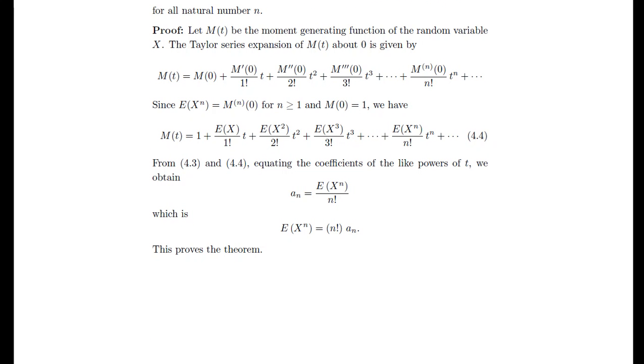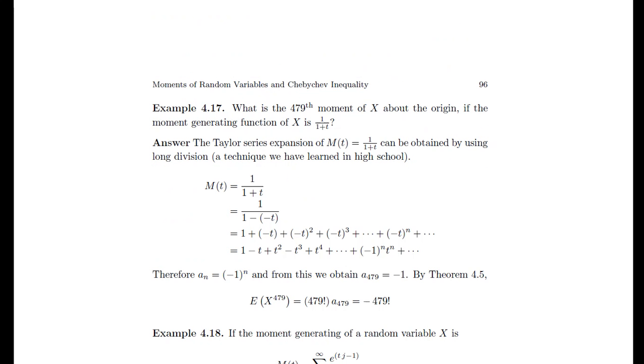From 4.3 and 4.4, equating the coefficients of like powers of t, we obtain a_n equal to the expected value of x to the power n over factorial n, which means the expected value of x to the power n is equal to factorial n times a_n. This proves the theorem.